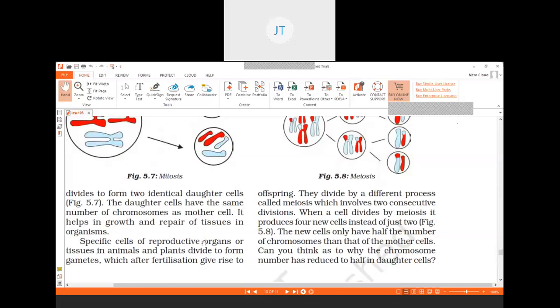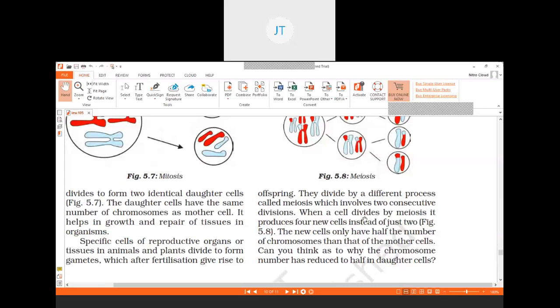So during the reproduction, in whatever reproductive organs are there in the animals and plants, when they produce gametes at that time, after fertilization they give rise to offspring and divide by a different process called meiosis, which involves two consecutive divisions. Okay, so during this reproduction, the meiosis takes place.